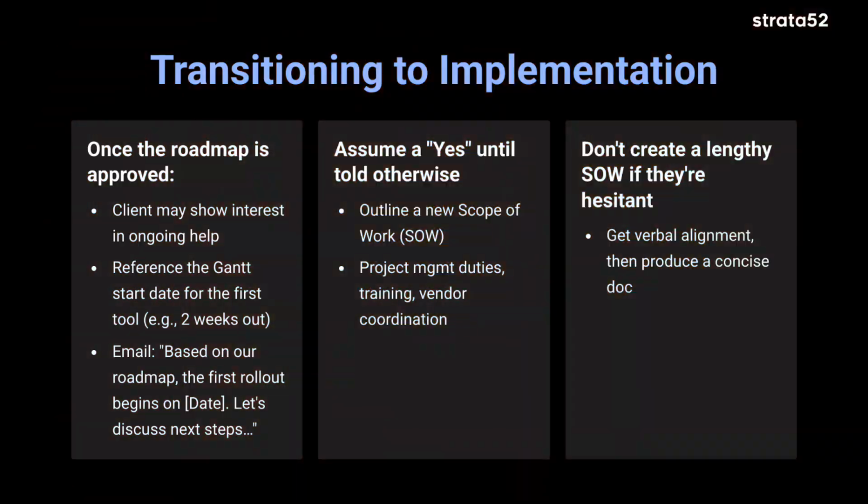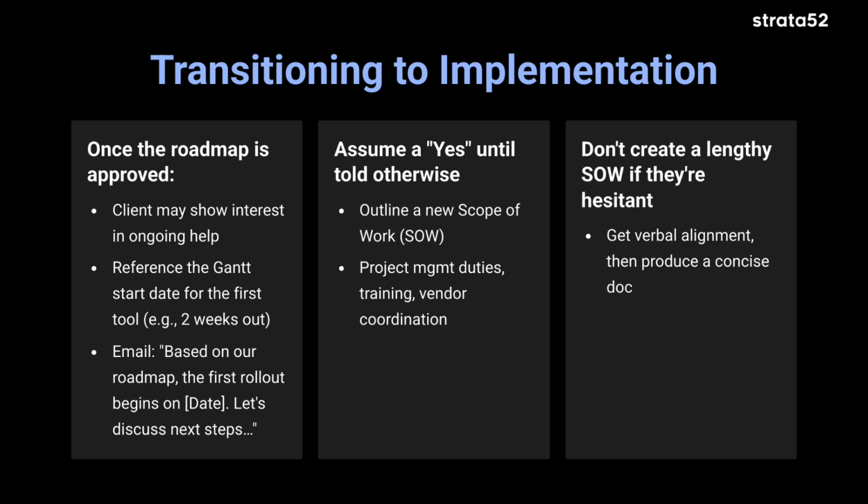Now that the roadmap is officially approved and the strategic phase is closed out, you'll likely see signs about the client's interest in ongoing help. Maybe they'll ask you when you can start rolling out the first project, or they'll mention that they want you to oversee everything. If so, it's time to reference the first start date indicated in the Gantt chart. Maybe it's 2 weeks out.